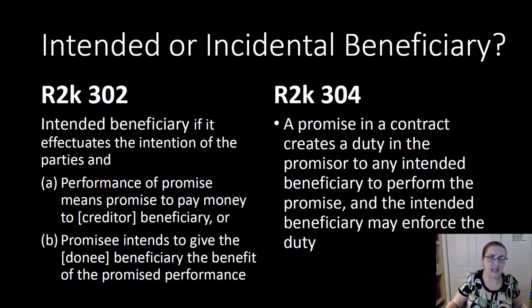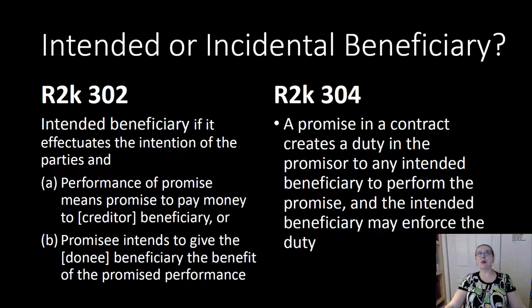Third-party beneficiaries is a doctrine that has evolved within the United States. The idea here is that parties to a contract, at the time that they enter into the contract, make it for the benefit of another party. The two scenarios that we see play out in R2K 302 are the creditor beneficiaries and the donee beneficiaries. So the first one, the creditor beneficiary, is a beneficiary where the performance of the promise will satisfy an obligation of the promisee to pay money to the beneficiary.